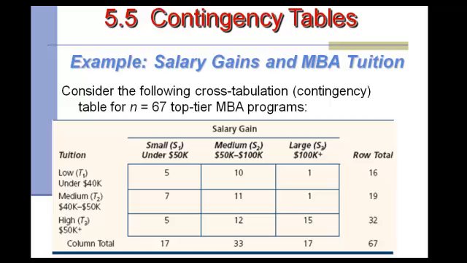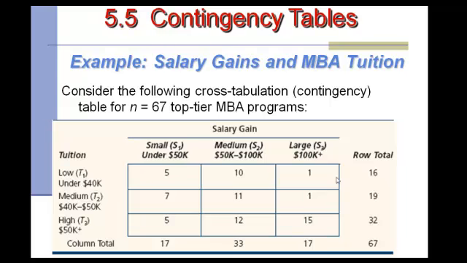Okay, now here's a contingency table, and let me give you a little bit of time to look at it. This particular example shows 67 MBA programs across the United States, and it rates these programs by their tuition. A low tuition is T1, meaning that it's under $40,000 a year. A medium tuition is from $40,000 to $50,000 a year, and a high tuition would be greater than $50,000.